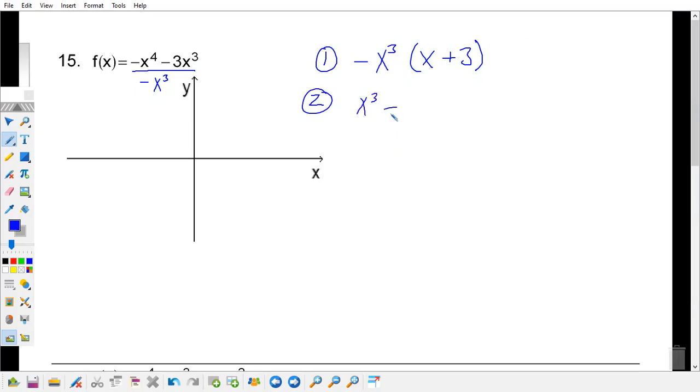So we have x cubed equals 0, and we have x plus 3 equals 0. We don't want negative. Will it make a difference? Wouldn't it make a difference? Still 0, guys. Still 0.